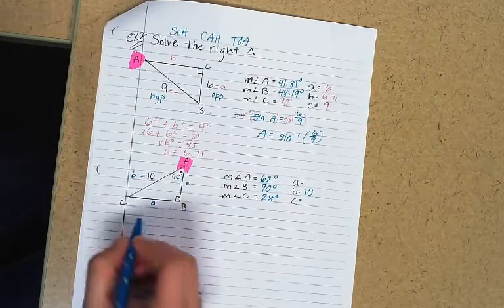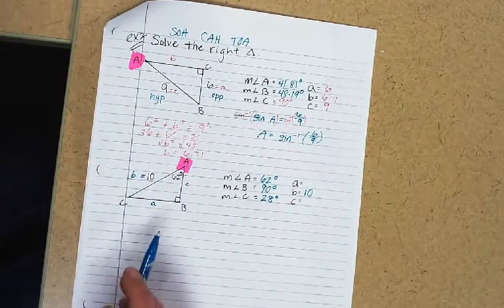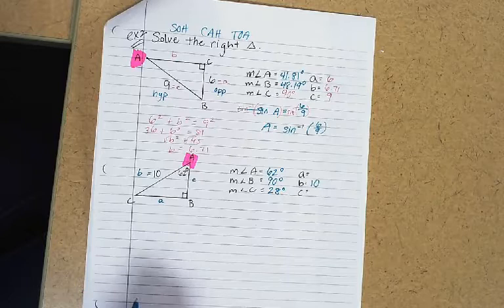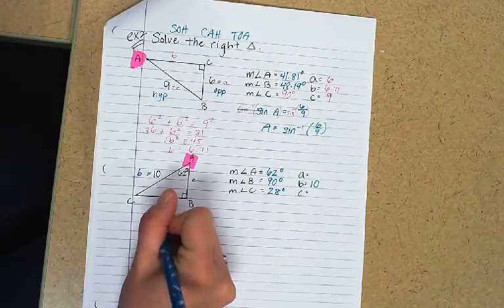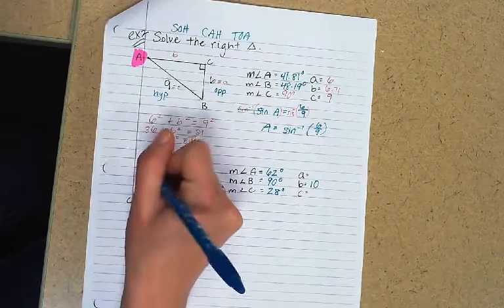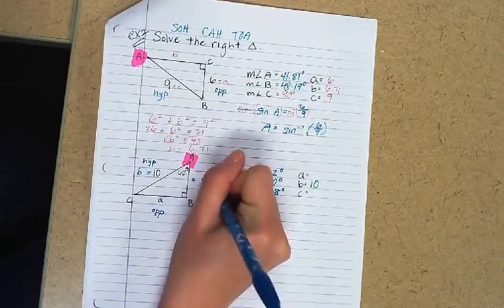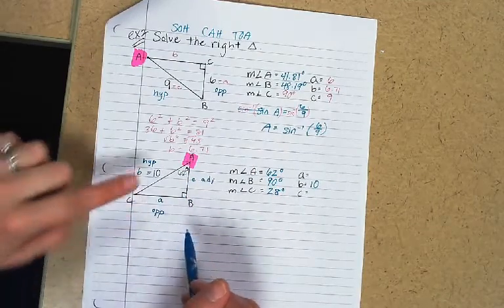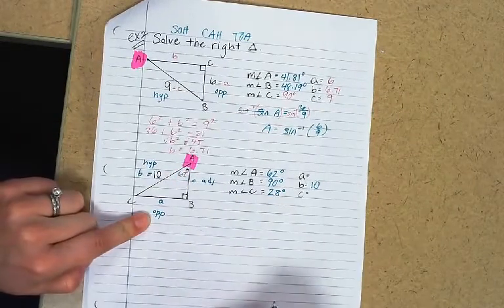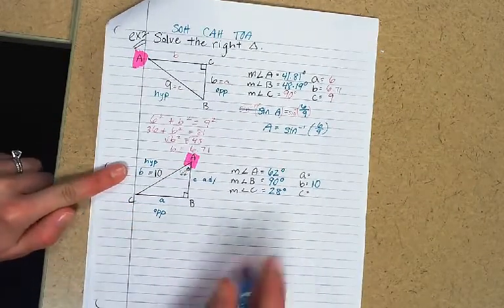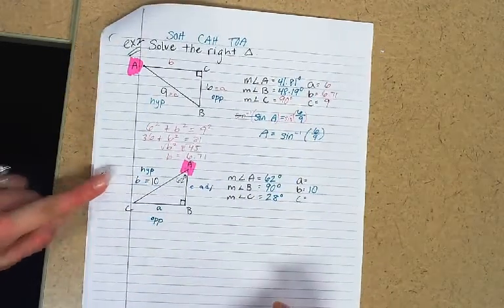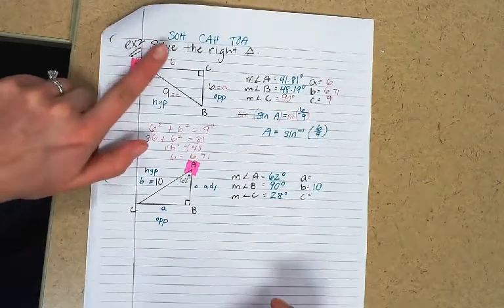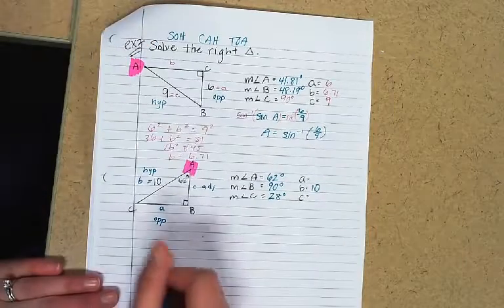So let's say I'm trying to figure out a. Really quick, I want you to write in which side is the opposite, which side is the adjacent, and which is the hypotenuse. So this is our opposite, this is our hypotenuse, this is our adjacent. Let's say I want to find opposite. We have angle A, we're looking for opposite, and we have the hypotenuse. Out of these three, which has opposite and hypotenuse? That'd be sine. So I know I need to use the sine trig function.